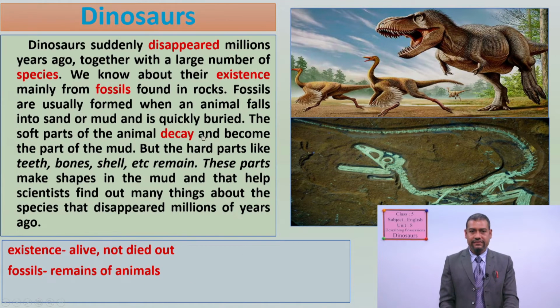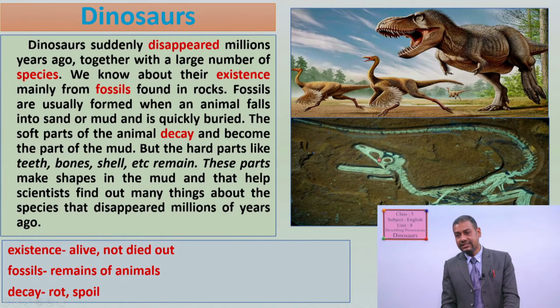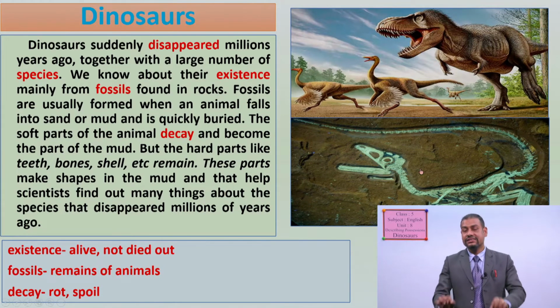So do you know the meaning of, let's say, decay? Decay means rot or spoil. For example, this dinosaur's remaining, this is only the bone of the dinosaur, but skin, flesh, it did not have here because it was already decayed. Okay, so decayed means rot or spoil.